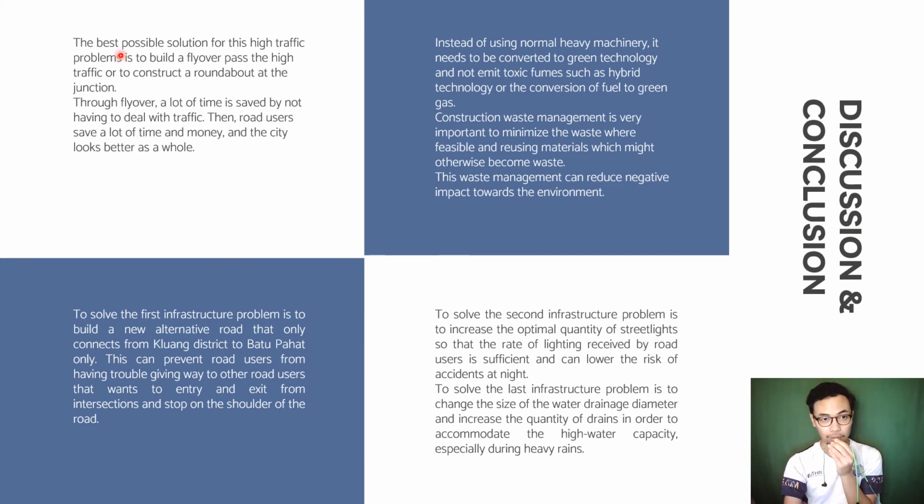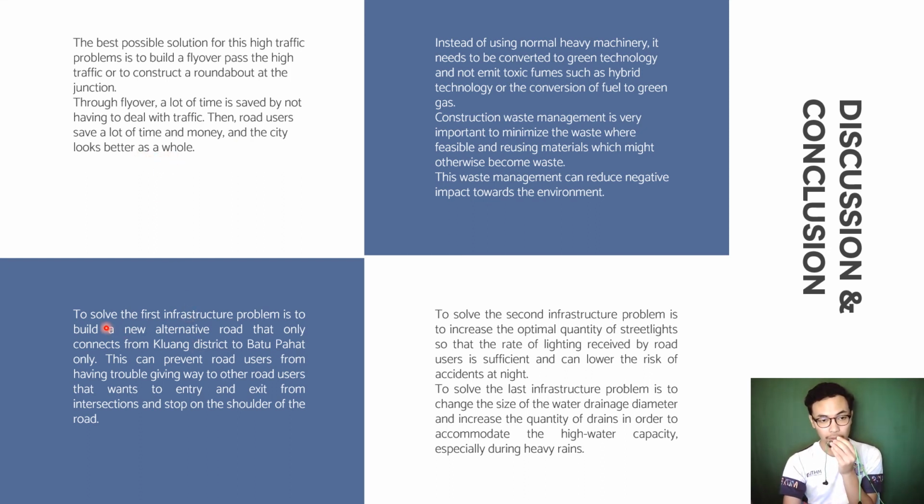The first one is the best possible solution for this high traffic problem, which is to build a flyover past the high traffic or to construct a roundabout at the junction. Through a flyover, a lot of time is saved by not having to deal with traffic. Then road users save a lot of time and money, and the city looks better as a whole.